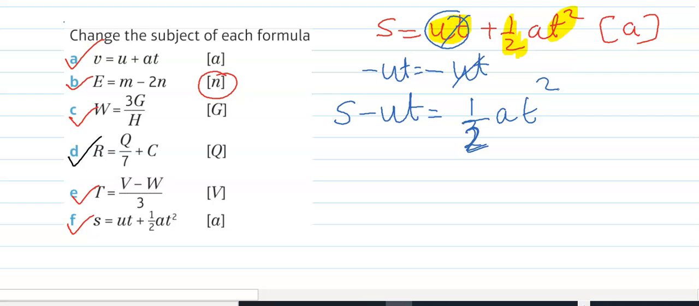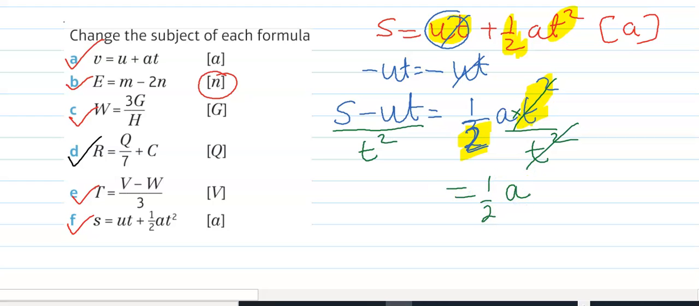Okay. Now we want A, and we need to get rid of this 2 and this T square. So what we can do, let's do, because T square is with a multiplication sign here, we can divide by T square this side and divide both by T square here. So what is happening? T square cancel. We got half A equals S minus UT over T square.